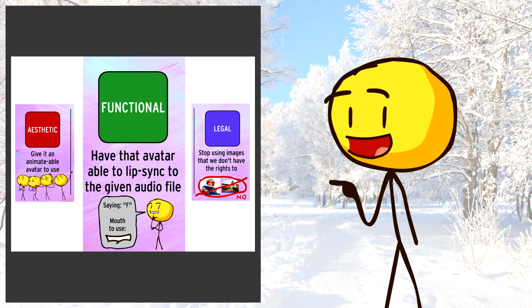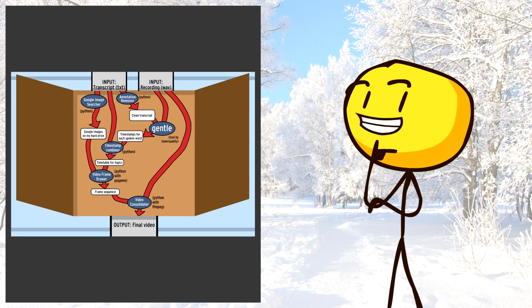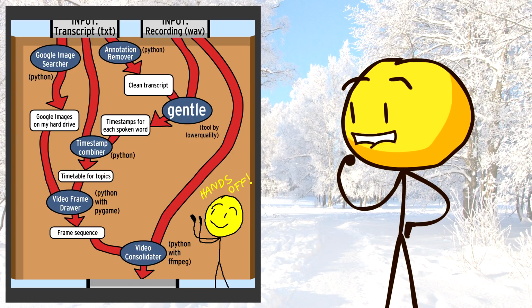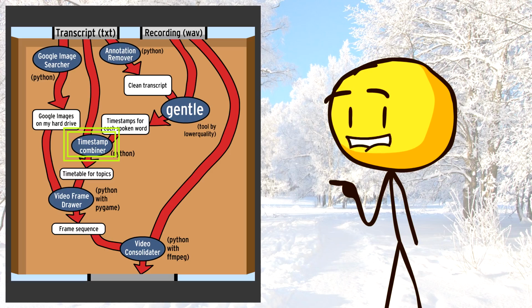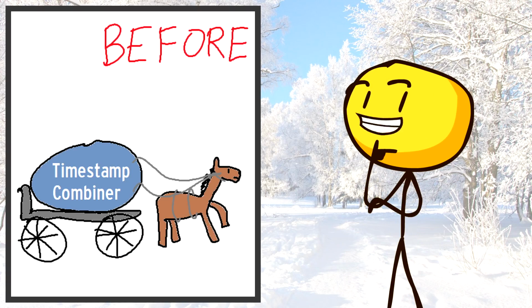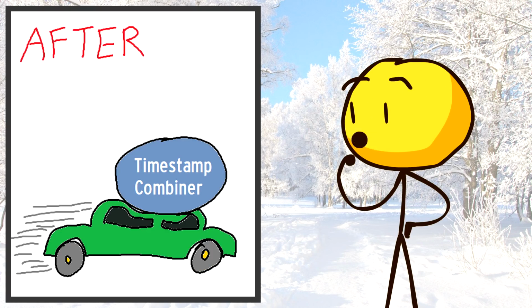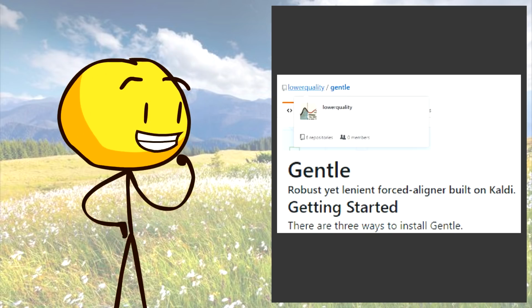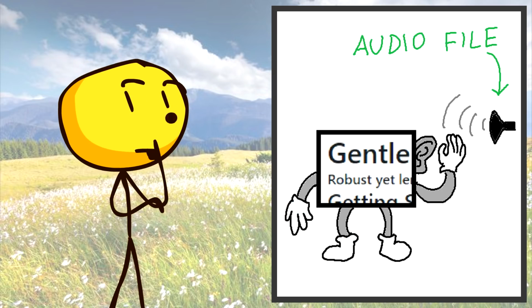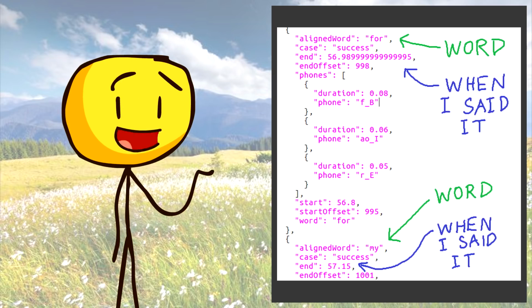On the functional side of things, let's open the machine up again. I want to leave most of these components as they are, but we will have to overhaul this timestamp combiner. Why? Well, let's figure out what it used to do and figure out what I'd rather have it do instead. Originally, lower quality's tool called Gentle would listen to the audio file and give us the timestamps of when I said every word of the transcript.